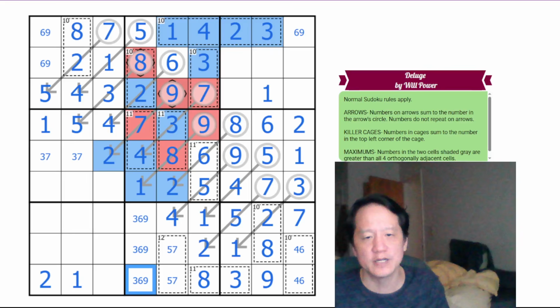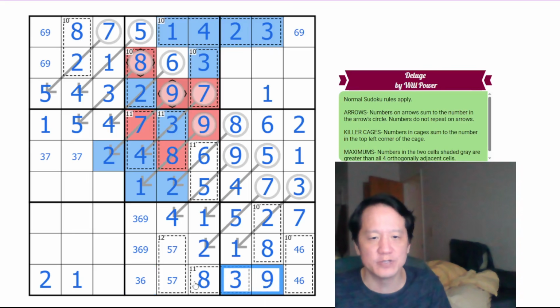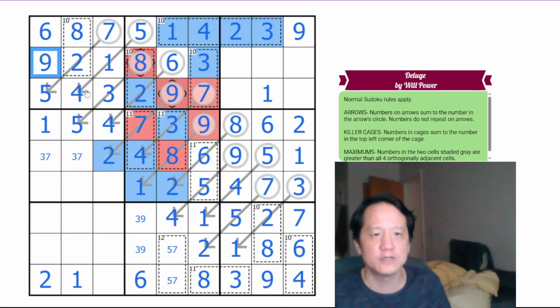9 eliminates 9 here, and this can't be 3 because of 3 in the row. So this is 6, which means this can't be 6 here. 6 eliminates 6 here, so this is 4, which makes that 6. Which eliminates 6 here, so that's 9 and 6 here, which makes that 9.